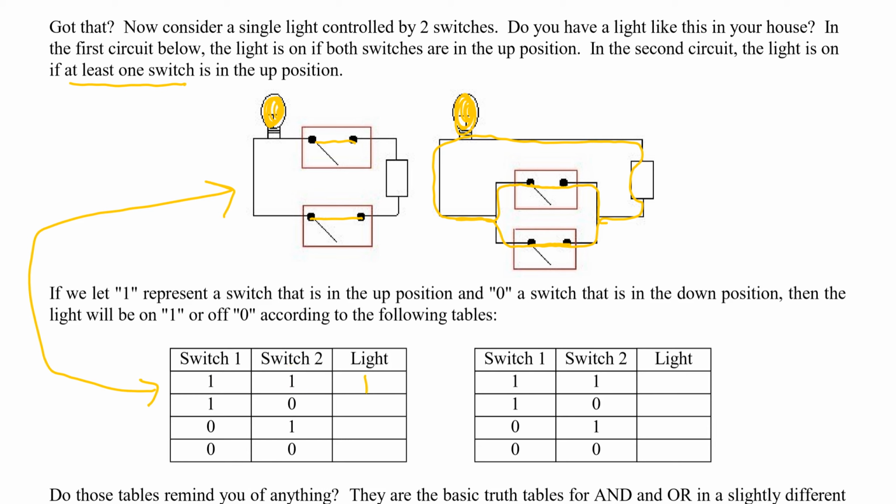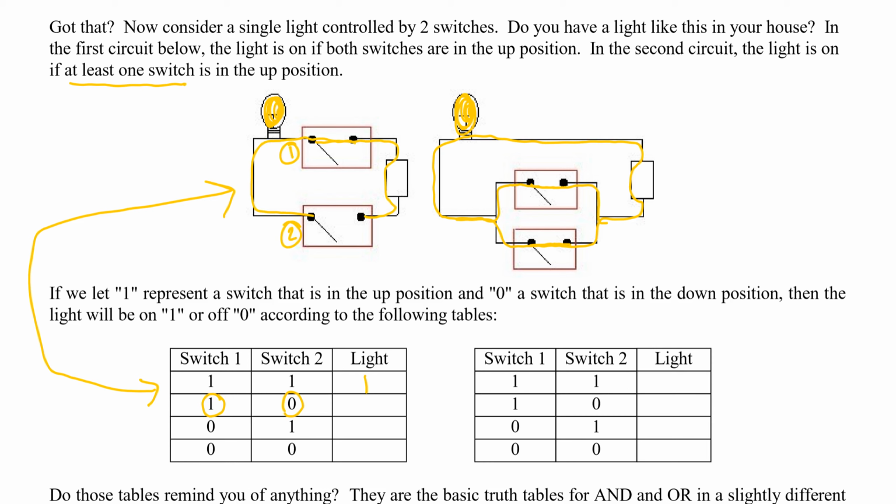In the second possibility, switch 1 is in the up position and switch 2 is in the down position. So I'm going to call this one switch 1 and this one switch 2. Well, if switch 1 is up and switch 2 is down, then electricity does not have a closed loop to flow around.